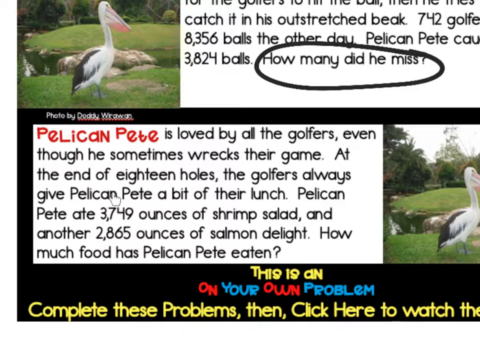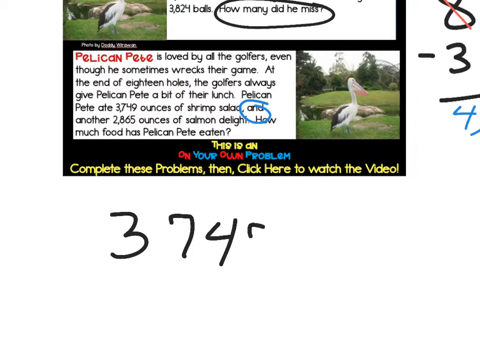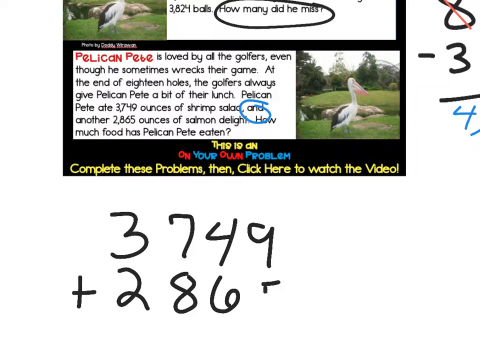All right, well, this is an addition problem because he ate this many ounces, and that's the key there, right? The and means plus, right? and then another 2,865 ounces of the salmon, right? So let's go ahead and add these two bad boys up. So I'm going to first just write them down, 3,749, and I'm going to be adding 2,865. Superb, my friends.